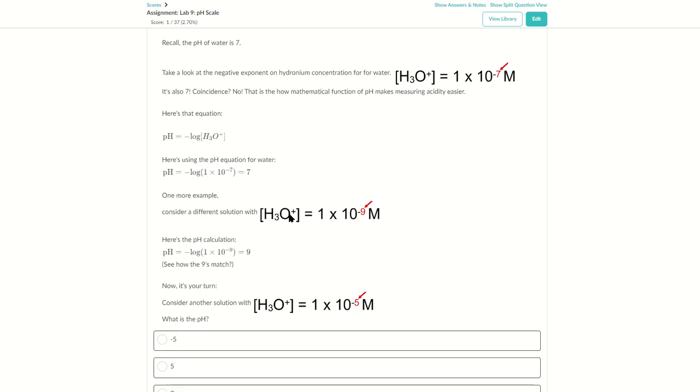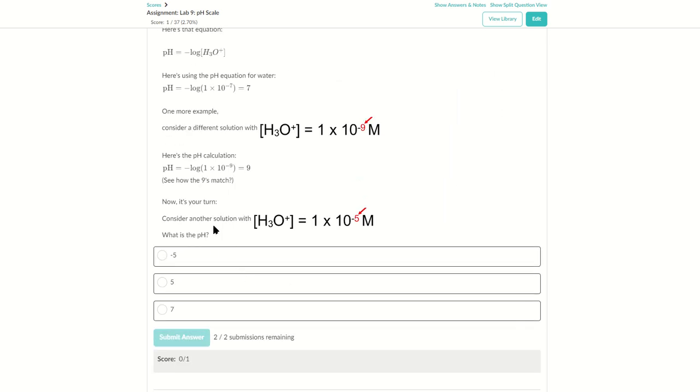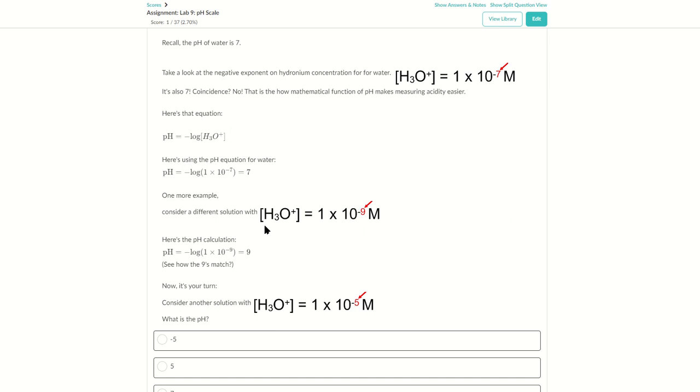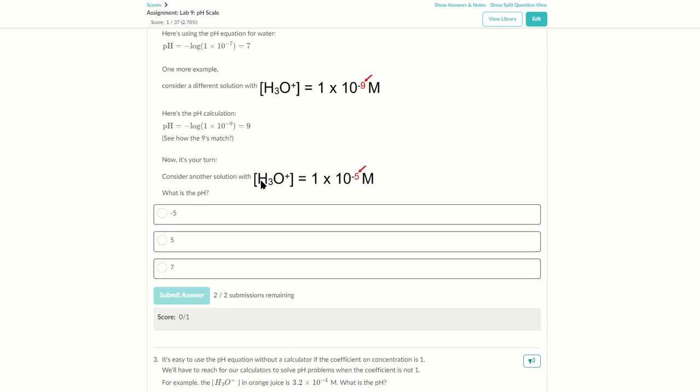Here's another example. You have a solution with a hydronium concentration of this, right? 1 times 10 to the negative 9. You're going to plug this into the calculator, into the equation. You're going to get 9. So see how that exponent matches up to the pH value? That's exactly what you will notice once you start calculating pHs. So you are going to calculate the pH for this, 1 times 10 to the negative 5th molarity for hydronium concentration.